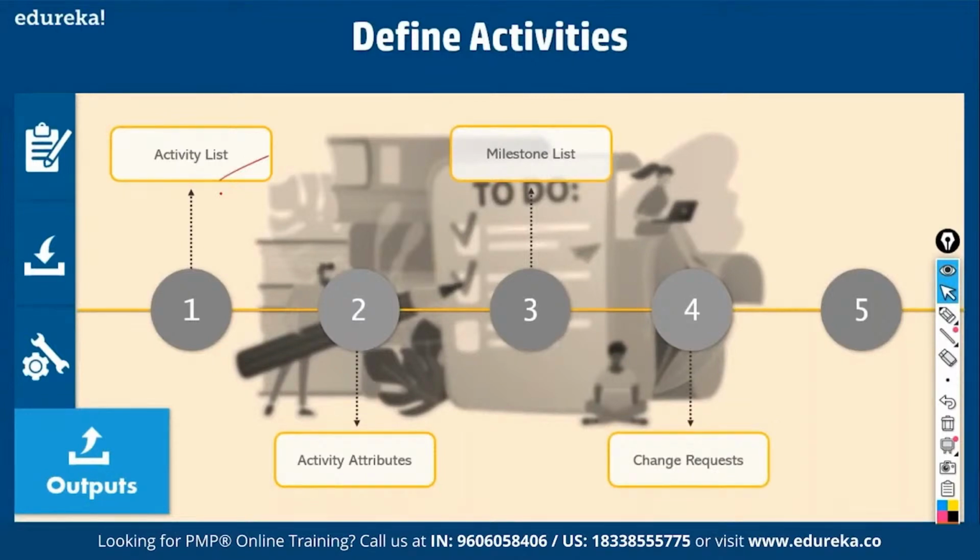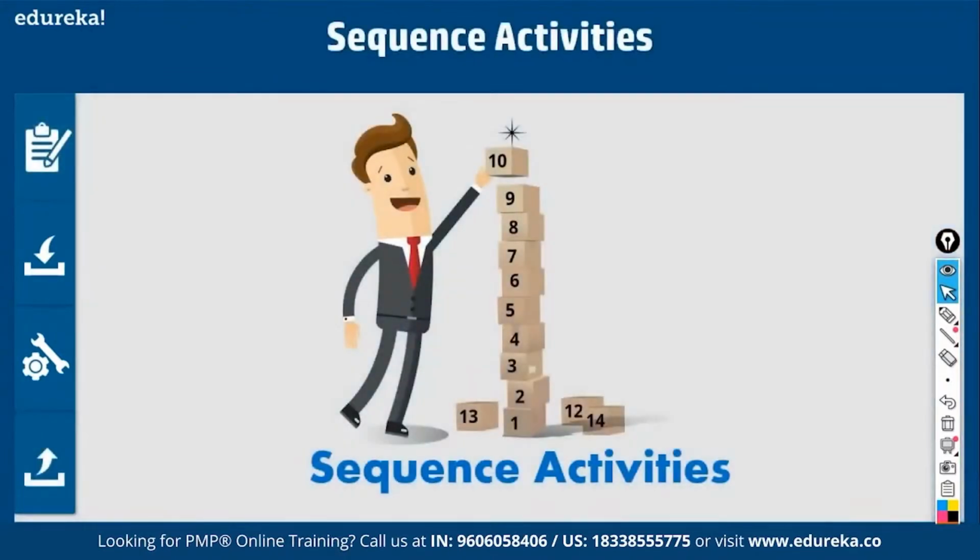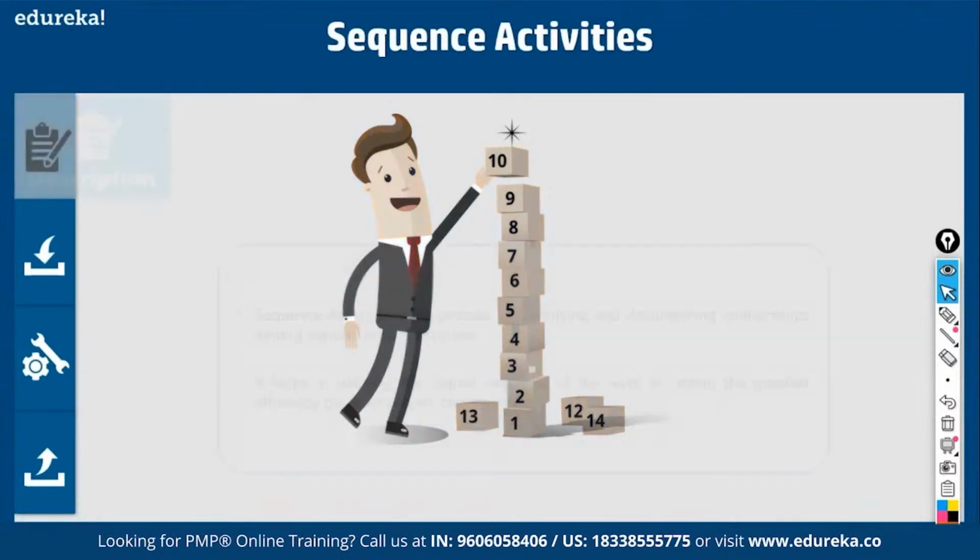Change requests. So when you do the decomposition, you may make some changes to the plans and the plans get updated. That is what is called define activities. The next one is sequence activities. So what do you do here? You create network diagrams. Okay, that is what I told you, isn't it?